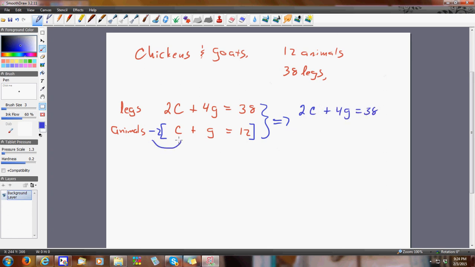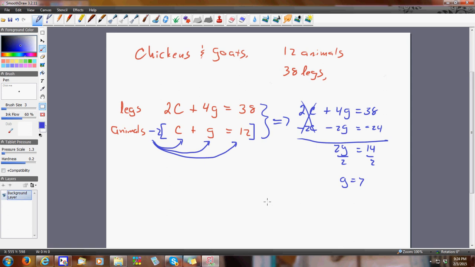And then I get negative 2c minus 2g equals a negative 24. I'm going to combine like terms. Those go away. And I'm left with 2g equals 14. Divide by 2, and I get 7 goats. Well, that's the easiest thing to do is plug into this one. I say c plus goats. Well, I know I have 7 of them, equals 12. I have 5 chickens. So it's 5, 7.